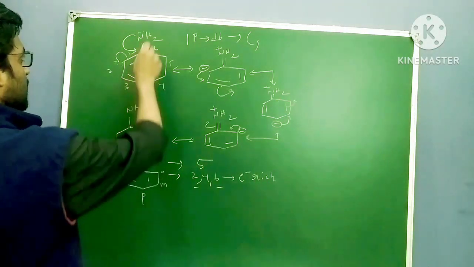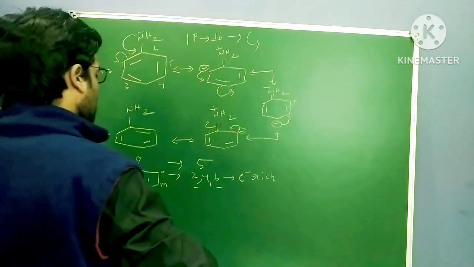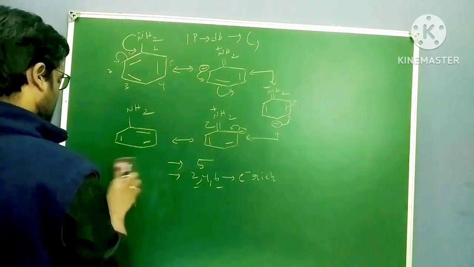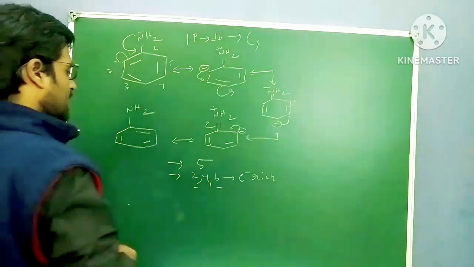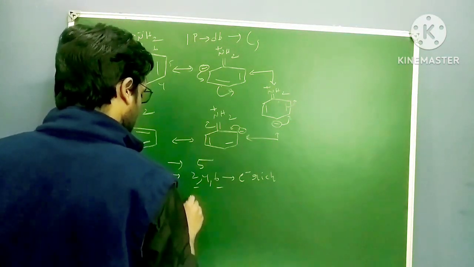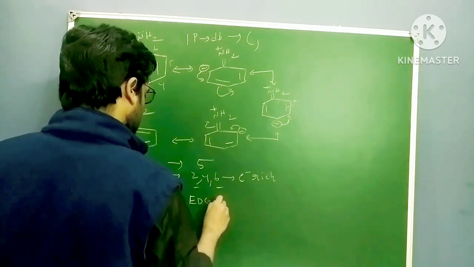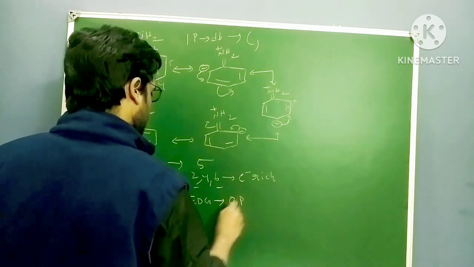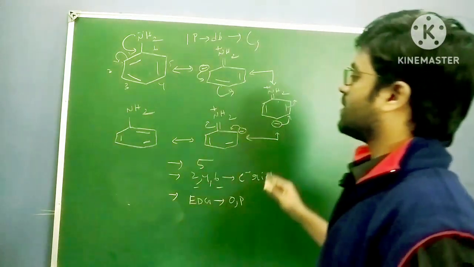That means whenever we have the electron donating group, this is an ortho para directing group, right? So that means at ortho and para, the positions are electron rich. So whenever we have an electron donating group, this is ortho para directing. So these are the conclusions.